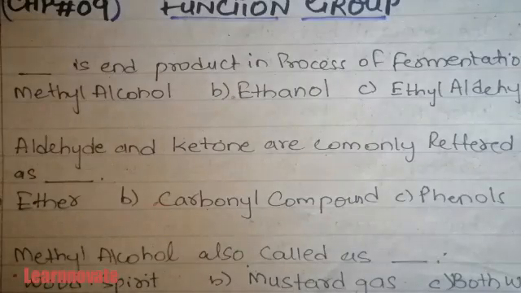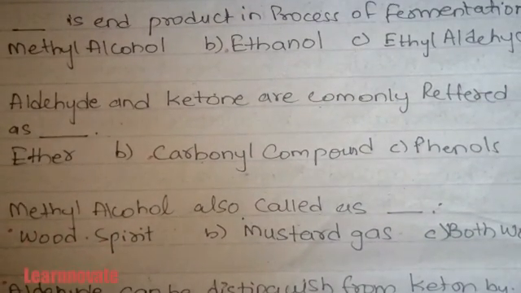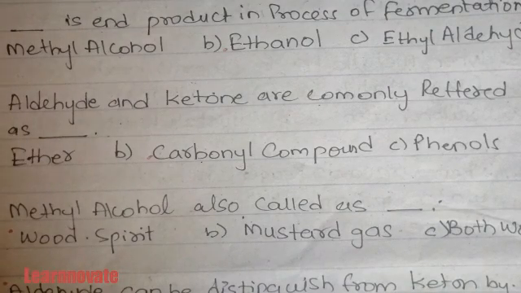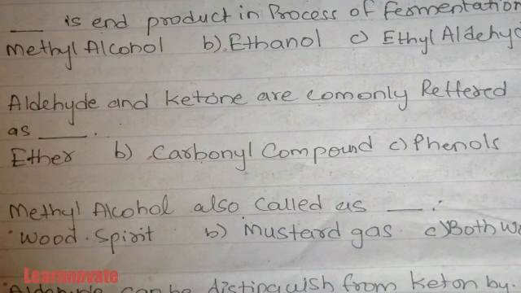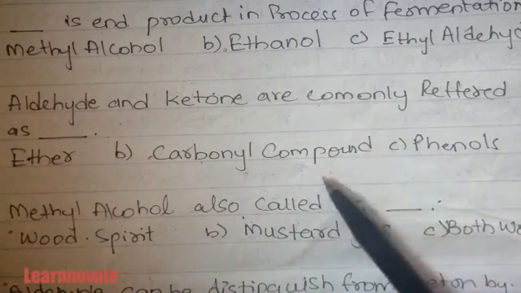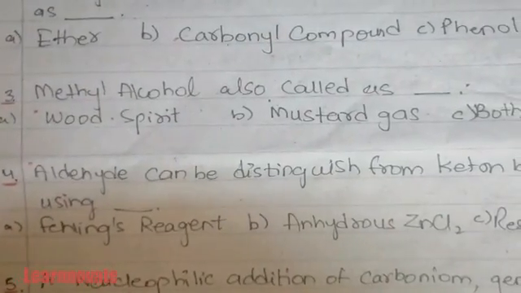When fermentation takes place, there is a production of ethanol or ethyl alcohol. Question number 2 says aldehyde and ketone are commonly referred to as which of the following? Ether, carbonyl compound, or phenol. If you know the structure of ketone and aldehyde, the normal structure of aldehyde is the CHO functional group, and ketone has a functional group of C double bond O. So both of them have a C double bond O, which is called a carbonyl group, and that's why both of these compounds are considered carbonyl compounds. Option B is correct for question number 2.